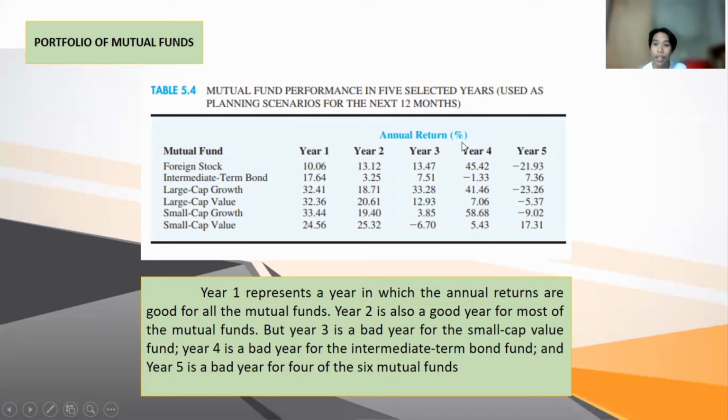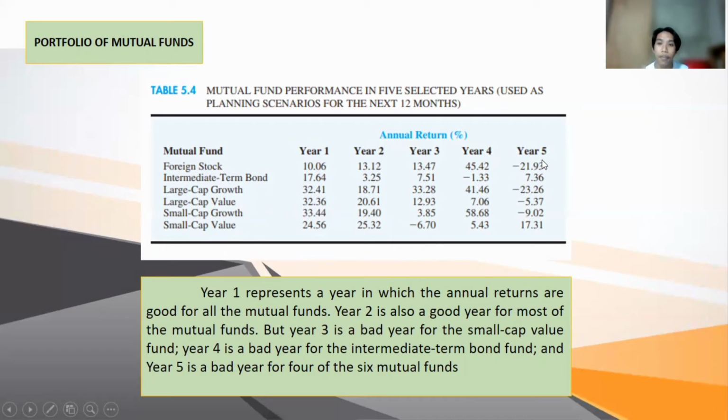Then, ang kaning annual return kay nagrepresent ni siya sa 5 ka years for the 6 mutual funds. Then, the year 1 diri kay nagrepresent siya diri sa year in which the annual returns are good for all the mutual funds. So, nagsulti siya good diri kay tungod ang annual return na makuha nila kung mag-invest sila sa mutual fund, sa 6 kabok mutual fund, kay positive ilang makuha. Then, sa year 2, kay good year siya kay tungod ang ilang annual return na makuha sa 6 mutual fund kay positive. Pero pag abot sa year 3, bad year siya for the small cap value kay ang annual return kay negative 6.70. Then for the year 4, bad year siya para sa intermediate term bond kay tungod ang iyang annual return na makuha kay negative 1.33.